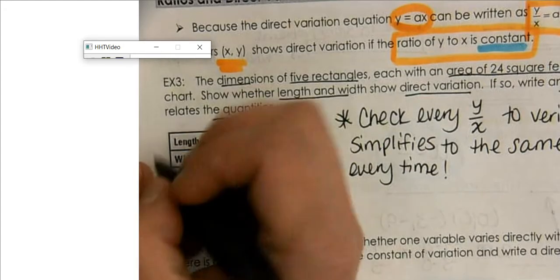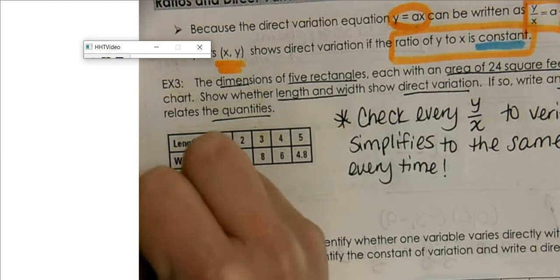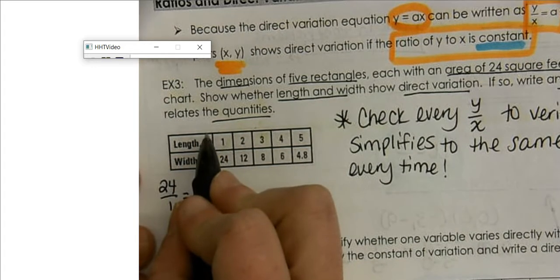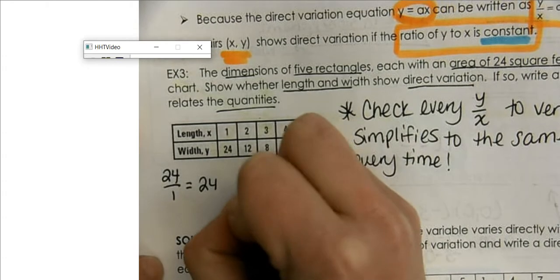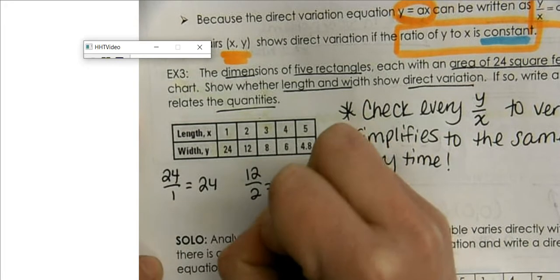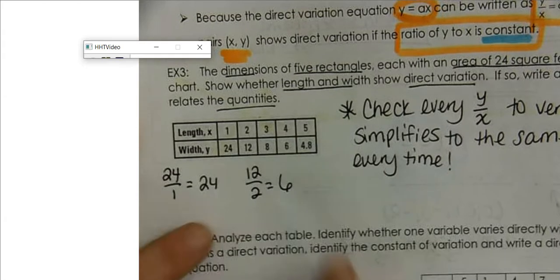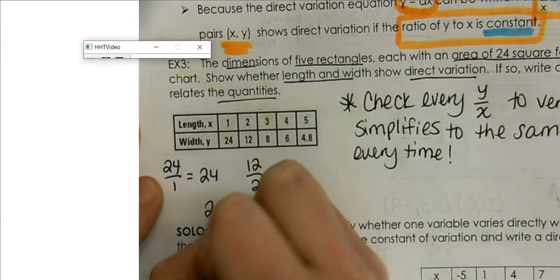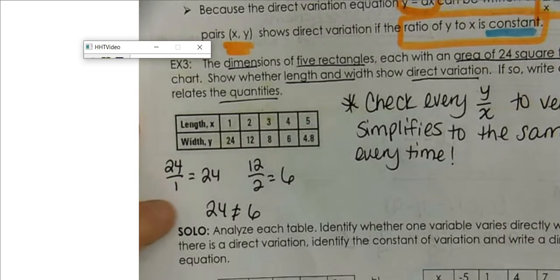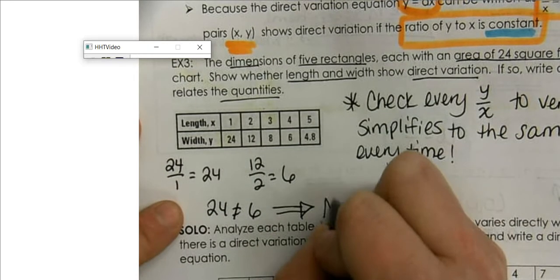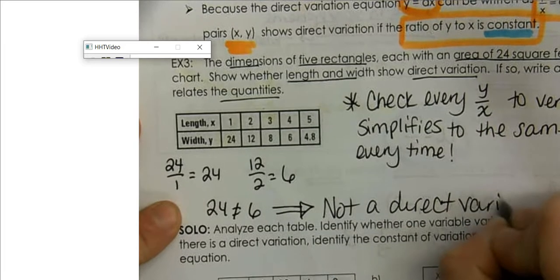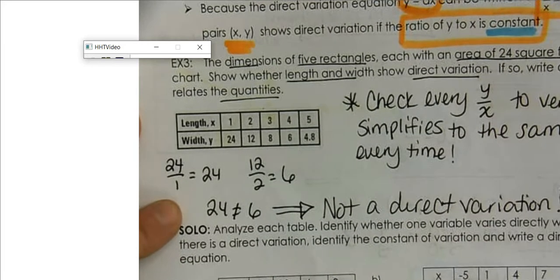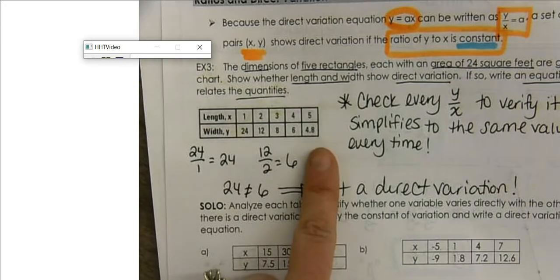So I'm going to check 24 divided by 1. That's my y divided by x. That is equal to 24. And now I'm going to check 12 divided by 2, and that's equal to 6. Unfortunately, in this problem, 24 is not equal to 6. And because of that, we have to conclude that this is not a direct variation. So therefore, there's nothing to talk about. I won't even check the other fractions.